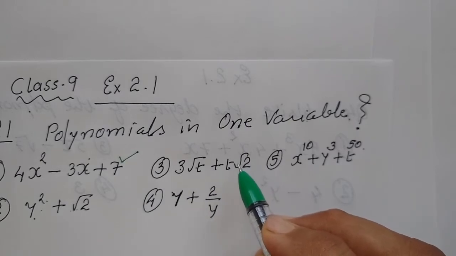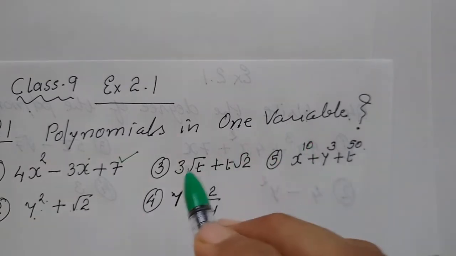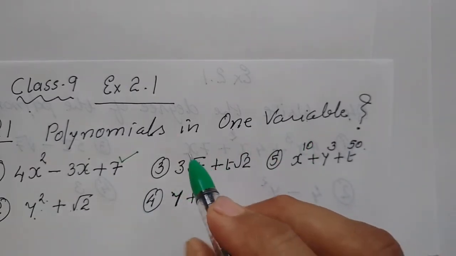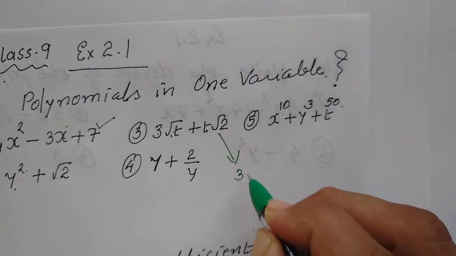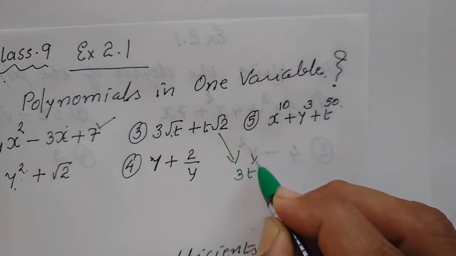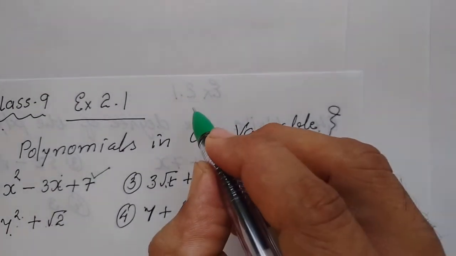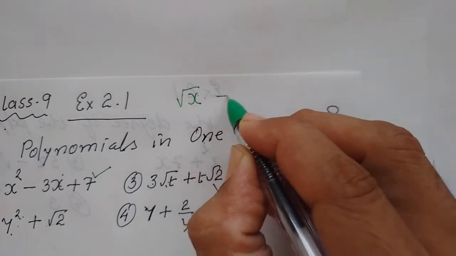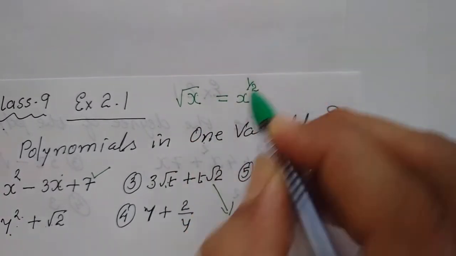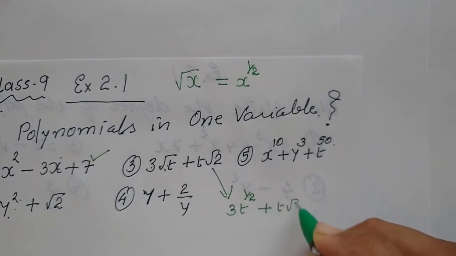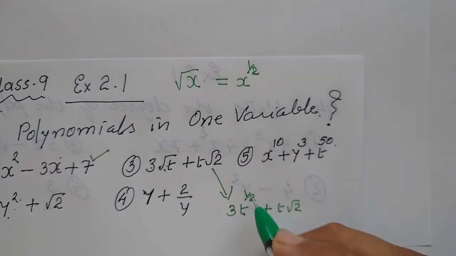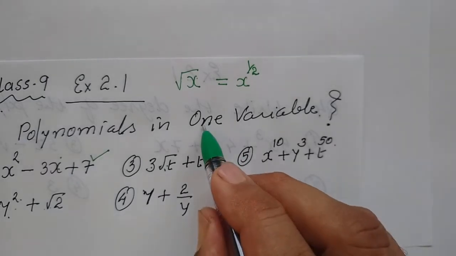an expression. This expression contains one variable, but this is not a polynomial. Reason is this, here I am writing children. This 3 root t. So here we have to write 1 upon 2. Children, you know that x root x, this is nothing but x raised to 1 upon 2. So this square root sign we remove and we write 1 upon 2. Remaining is as it is. So children, this t does not have whole number. Exponent is not a whole number. So this is not a polynomial, though it has one variable.